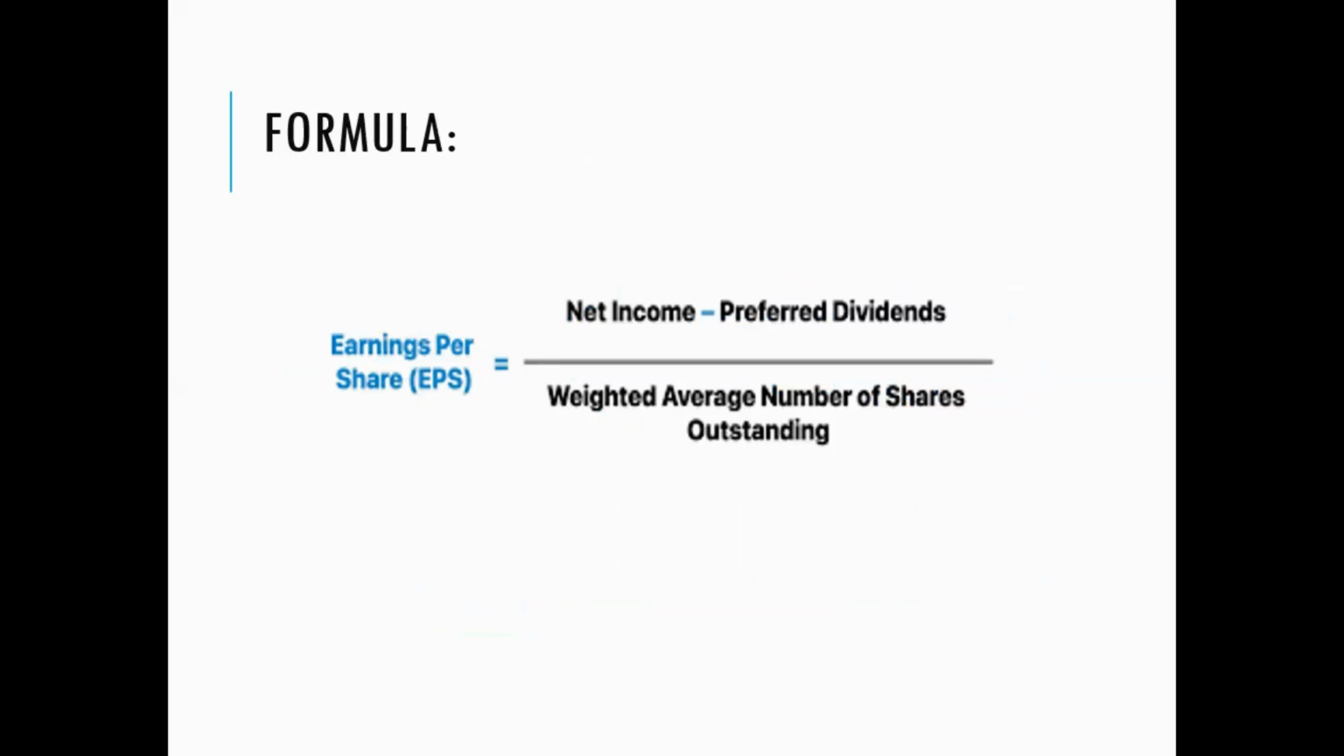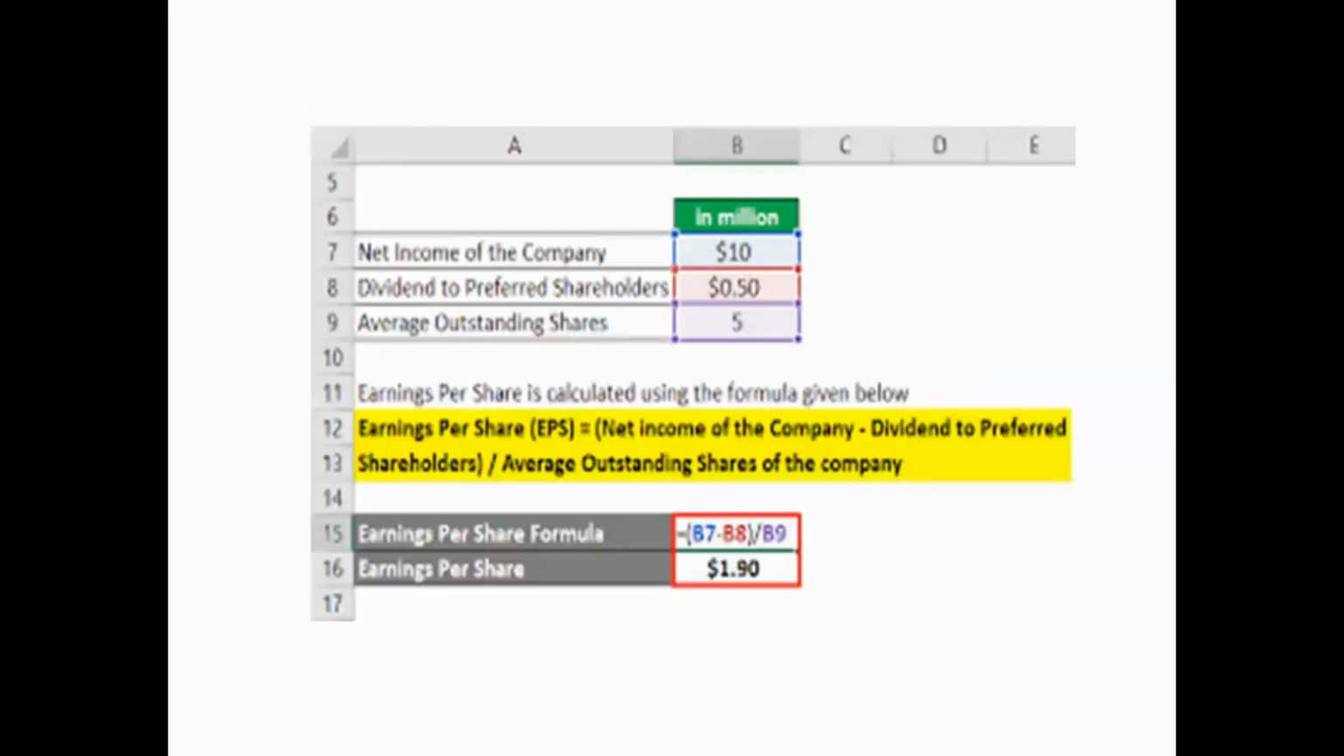Earning per share, or EPS, equals total income minus preference dividend, divided by the weighted average number of shares outstanding. Here we calculate EPS in Excel.